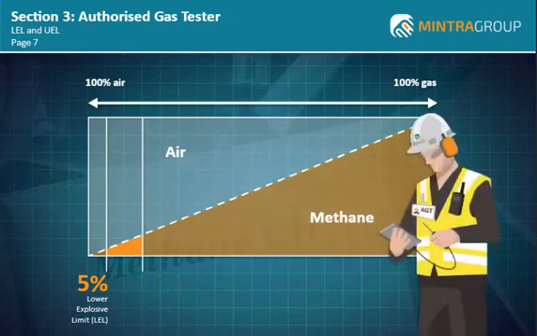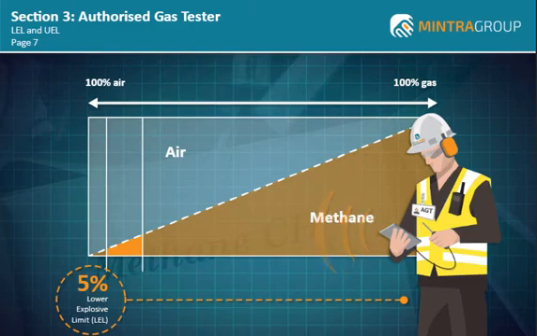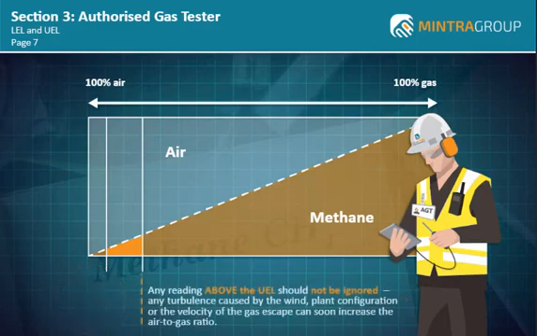As the AGT, it is the LEL which is important to you, as the gas testing equipment will alert you before the LEL is reached, and will warn of the buildup of gas. However, any reading above the UEL should not be ignored. Any turbulence caused by the wind, plant configuration, or the velocity of the gas escape can soon increase the air-to-gas ratio, and dilute the gas and air mix until it moves back to within the explosive envelope.